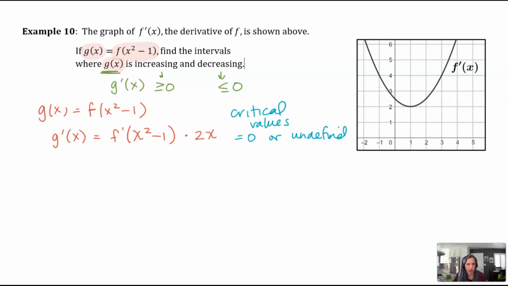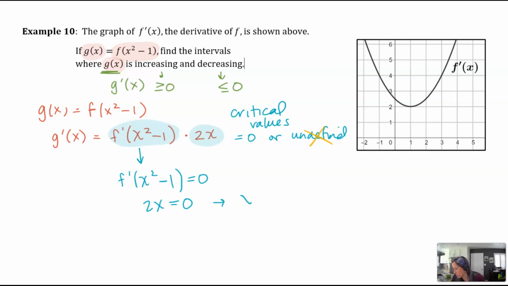And technically, f prime of x, as shown off to the side, is a polynomial, right? It looks pretty quadratic, looks continuous, and so is 2x. So a polynomial times a polynomial is just another polynomial. We don't have to worry about undefined. We need to think about when this thing is equal to 0. So we have two things multiplied together, which means we're in zero factor land, right? If two things are multiplied together to equal 0, that means one of them is equal to 0. So either f prime of x squared minus 1 is equal to 0, or 2x is equal to 0.